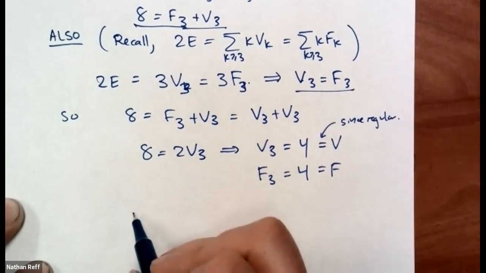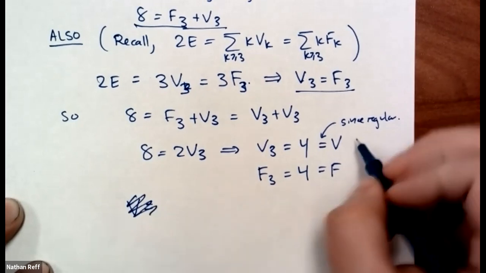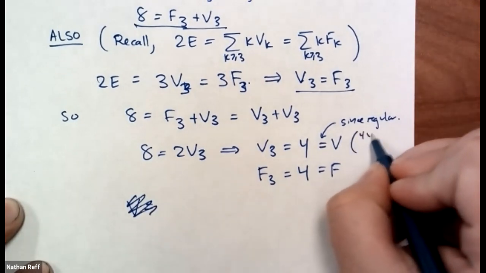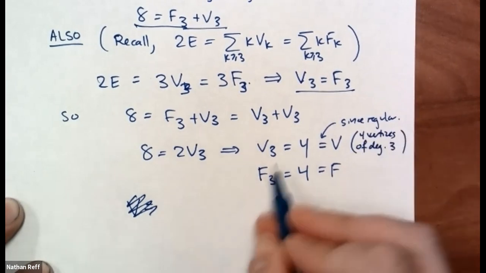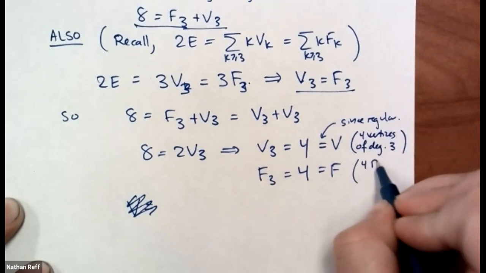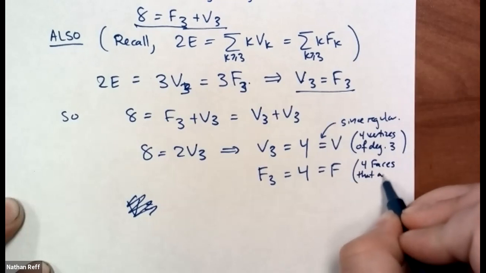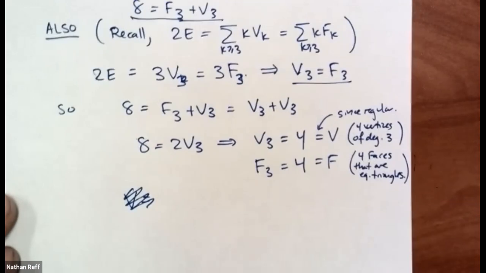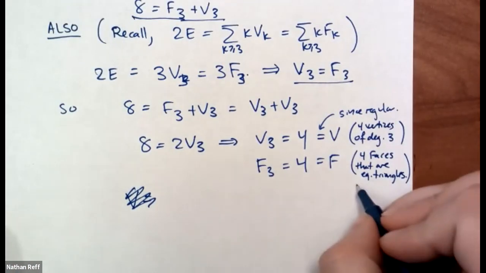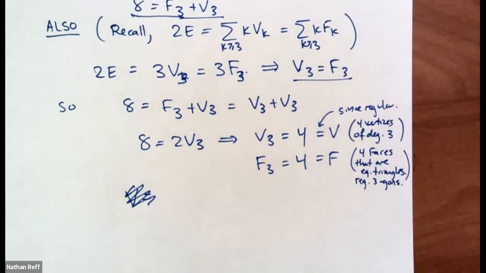So what is this? 4 vertices of degree 3, that's what that's saying. And this is saying we have 4 faces that are equilateral triangles, regular 3-gons, if you want to call them that. Just if you wanted to generalize this.